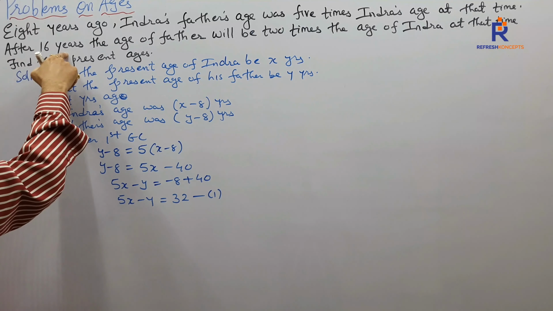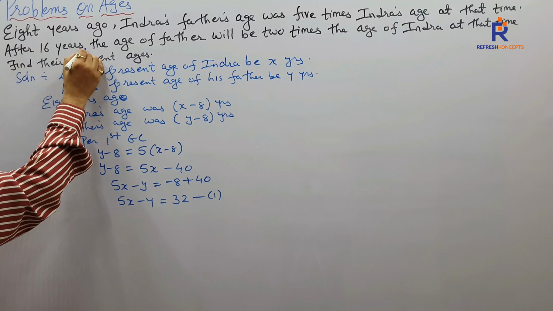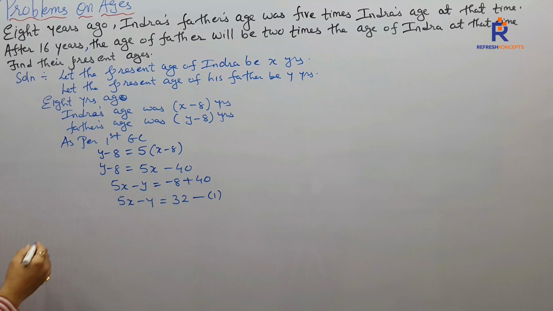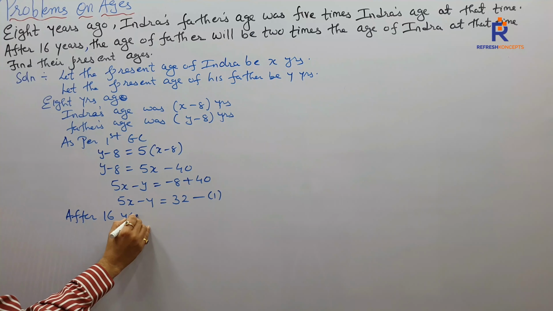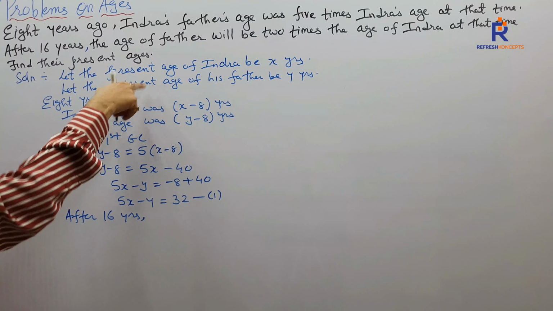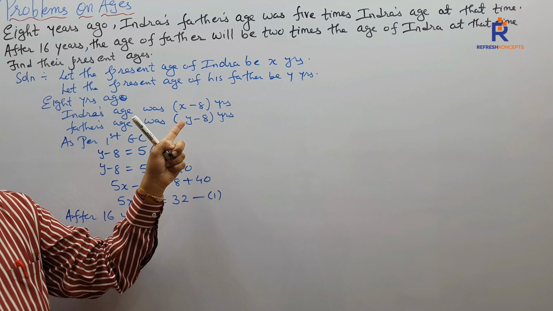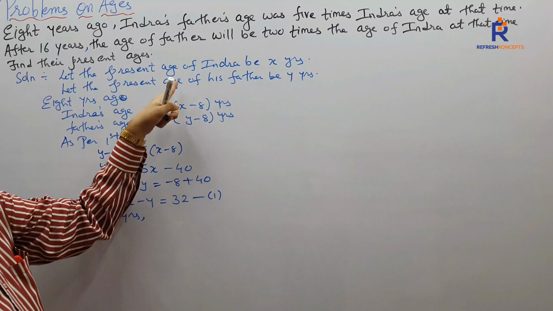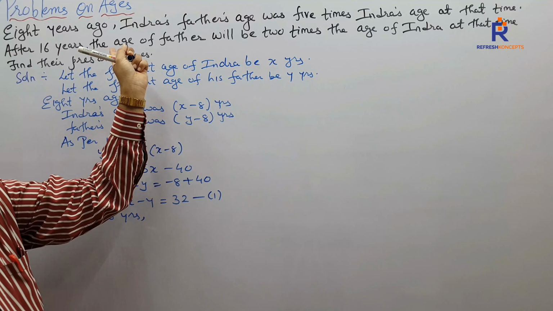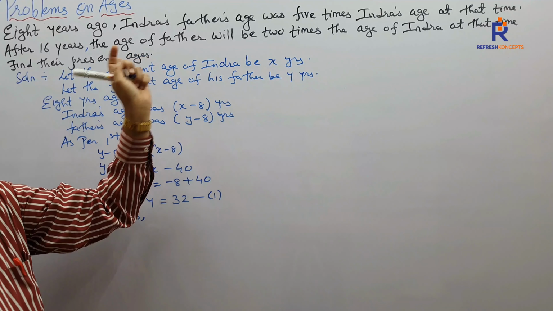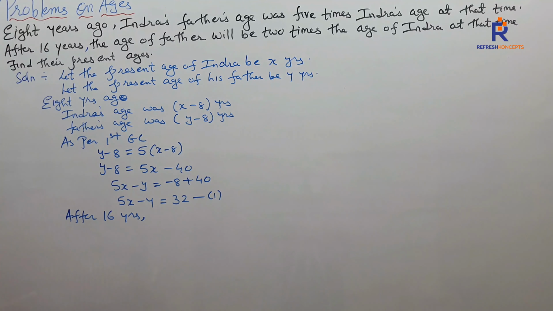Next, after 16 years. So once again, 3 words and 3 statements. After 16 years, again start from the present. Don't start from the past. Don't calculate from past 16. Calculate from present, children. That's the only mistake a child commits when they face problems of this kind. It is not from past 16 years. It is from present 16 years.